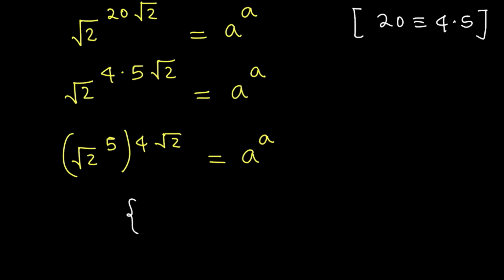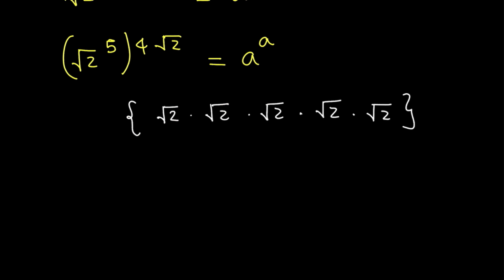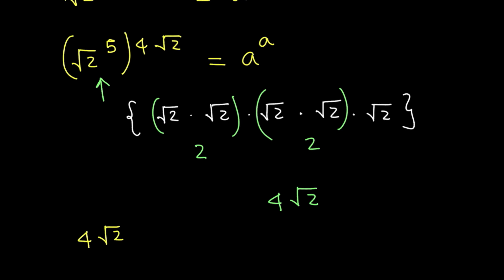Now, root 2 raised to power 5 is the same thing as saying root 2 by itself 5 times, and by grouping this in twos this way, root 2 times root 2 is simply 2. So we are going to have 4 root 2. So I'm going to replace this with 4 root 2. Then we have 4 root 2 raised to power 4 root 2 is equal to a raised to power a.